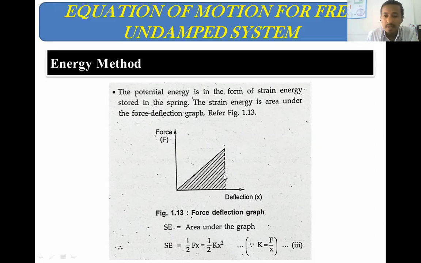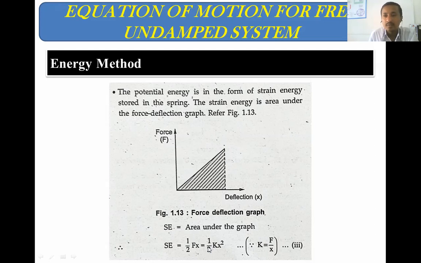Height here is force, that is F. So half into base x into height F, that is F into x. Now what is F? Since k equals F by x, F is k into x. Substituting k into x, we get k into x square. So potential energy is given by half k into x square.